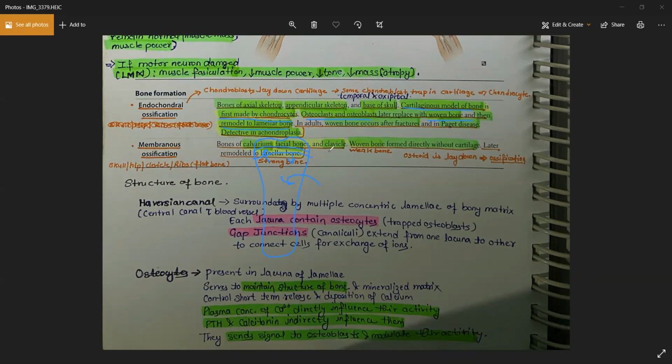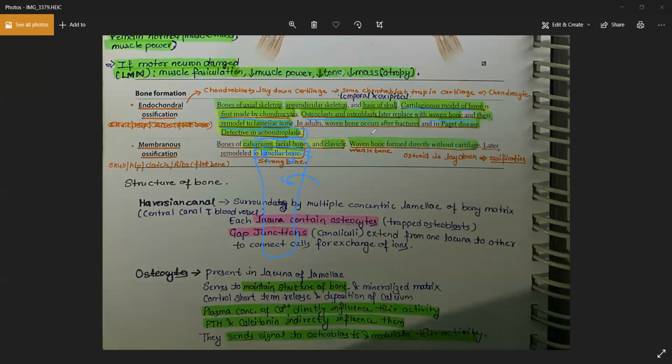So that's about the endochondral ossification. And this endochondral ossification is defective in the case of achondroplasia. In that case, you won't be having any linear growth of the bone, and what you will have is a short stature. Very important.